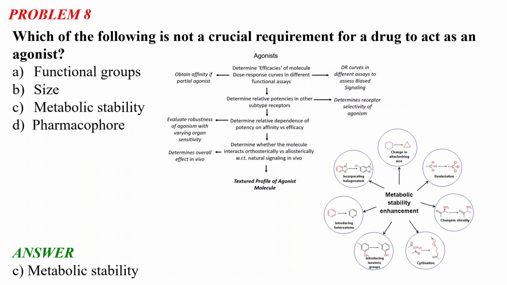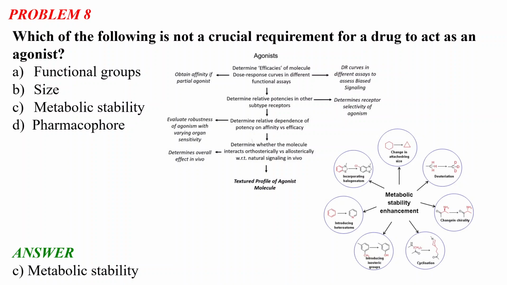Okay, so as you can see, the crucial requirement for a drug to act as an agonist is not the metabolic stability, because metabolic stability can be enhanced by various methods like changing the attaching size, deuteration, changing chirality, cyclization, introducing isosteric groups, introducing heteroatoms, and incorporating halogen atoms. So metabolic stability enhancement can happen like this, and this is a textured profile for the agonist molecule.